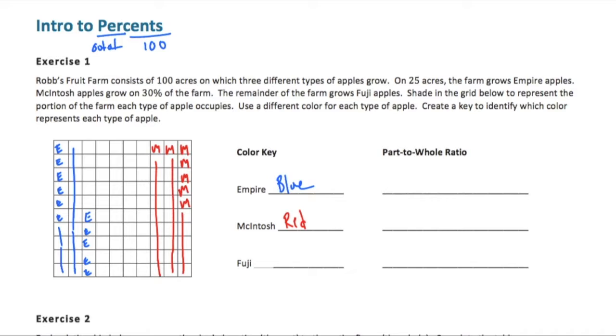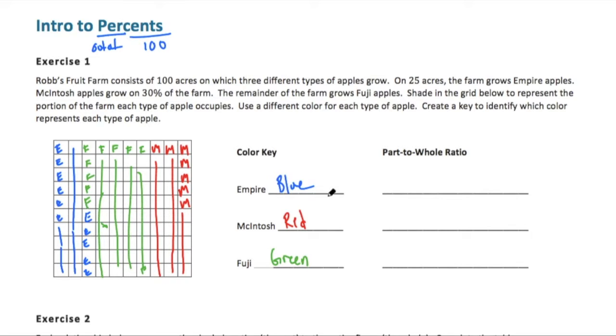Lastly, we'll go ahead and do Fuji's, and I'm going to do this in green. And the Fuji's, you could just mark with F's, are going to be all the rest of this region in the middle here. Great, lots of Fuji apples. So green, Fuji apples all in the middle.